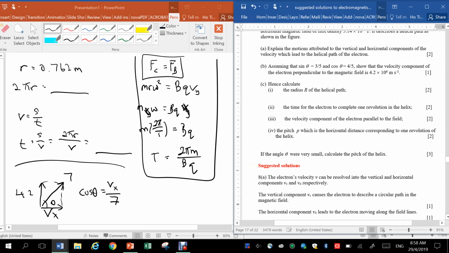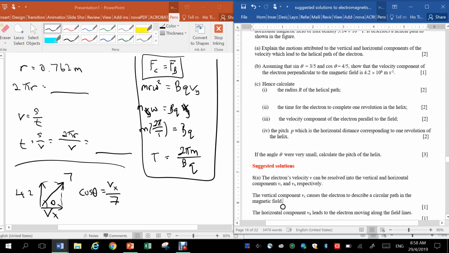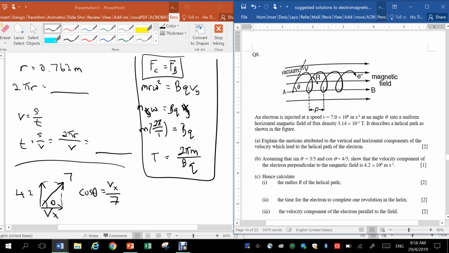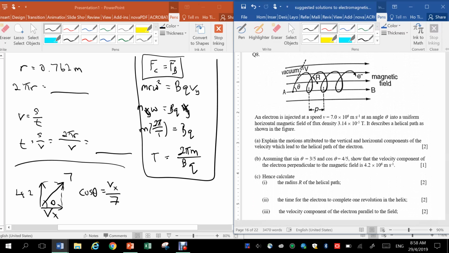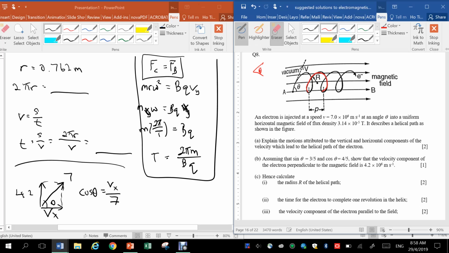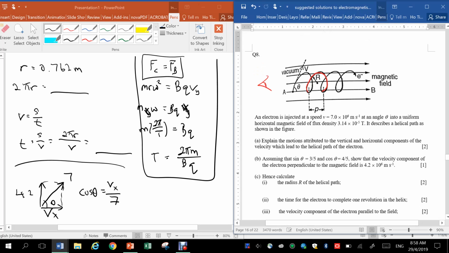Pitch. What is pitch? Pitch is the horizontal distance covered in one revolution of the helix. So you should start from the bottom. It's the one that is new to some students. One circle, that's the pitch. If you're looking from behind, what would you see? You'll see the circle move like this.